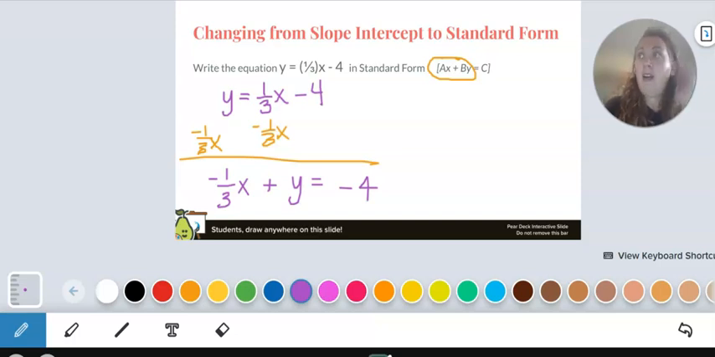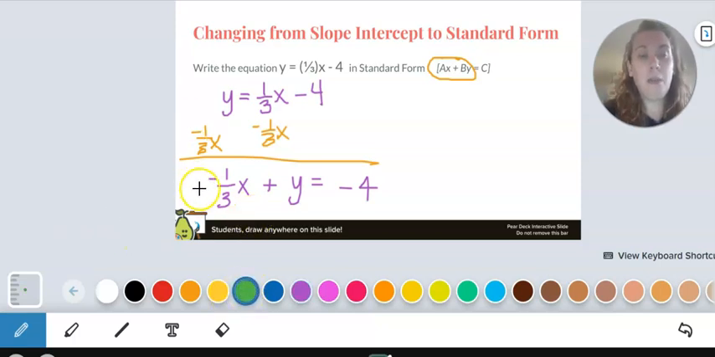Perfect. Now, the x and the y are on the same side, which is great. To be in proper standard form, we want a, b, and c to be integers. So we have this fraction right now. This isn't bad. This is still okay. We could find our intercepts easy.